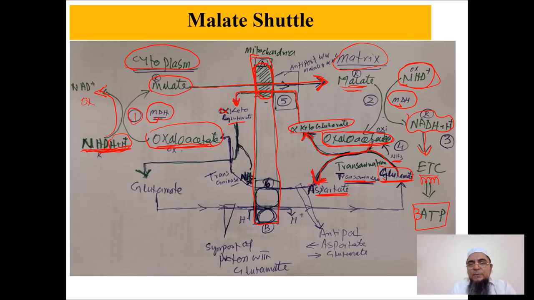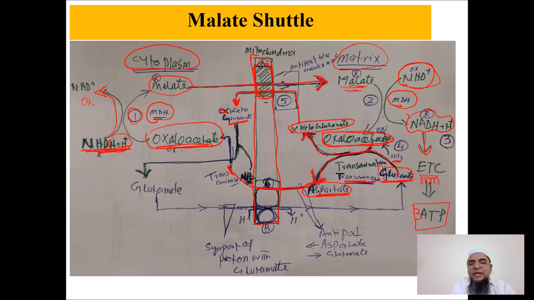What will happen to this aspartate? Yes, very good. This aspartate will also cross the mitochondrial membrane through this channel, and then it will enter into the cytoplasm. Now we have aspartate in the cytoplasm, and we have alpha-ketoglutarate in the cytoplasm. Clear, guys?